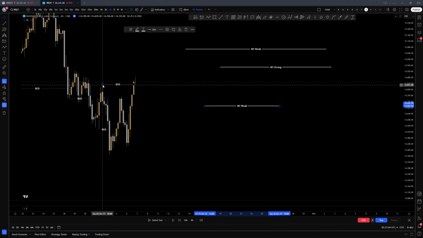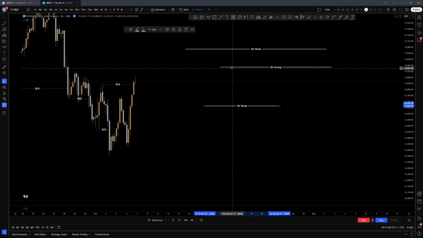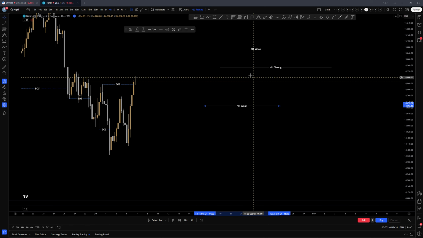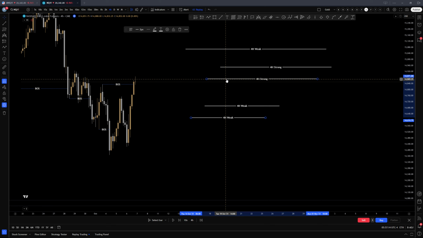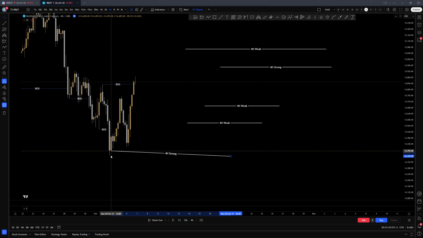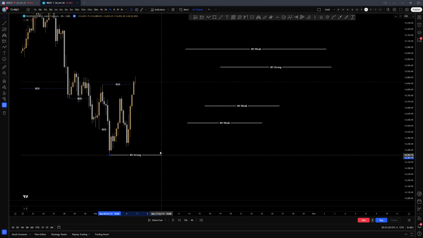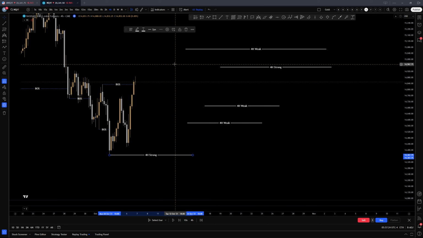Between the high and the point where it breaks, where is our strong structure? It's the lowest point, right? So let's grab one of those. Oh, now I've made copies of everything. There we go. And now we have what looks like a potential reversal.